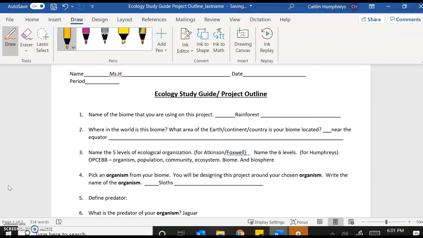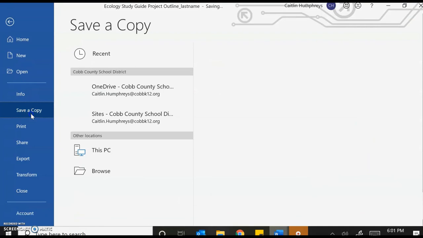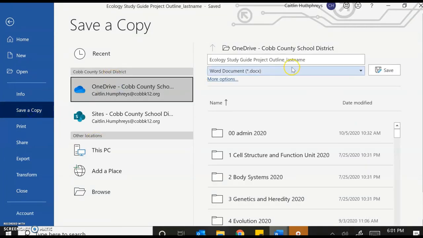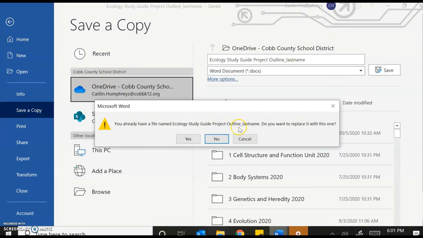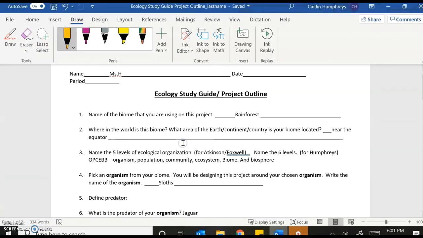If you've completed this, please submit it on CTLS. Let me show you how. File, save a copy. I want to save this here to OneDrive. You already have a file named this. Do you want to replace this? Yes. Now, a key thing Miss H did not just show you, save this more often. I have my autosave on, so even if I were to have X'd out or my computer died, I still have my changes. But if you do not have this autosave feature, make sure you're saving this more often.